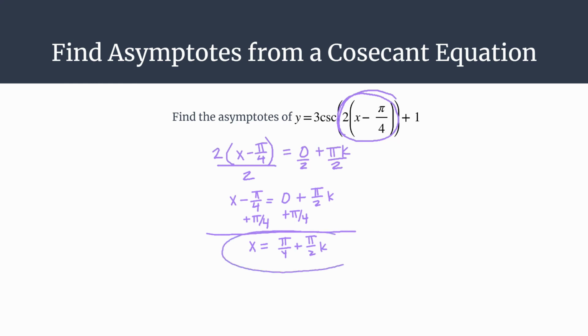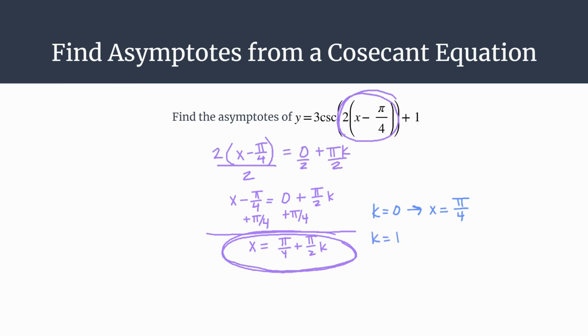This is our asymptote generating equation. And you'll get every single vertical asymptote for this graph, depending on what you plug in for k. So before we look at the graph, let's test this out. Let's substitute in a few different values for k. I usually like to start with k equals 0 just because it's a very easy calculation. You can see when we let k equal 0, we should end up with an asymptote at x equals pi over 4. So we'll look for that in the graph in just a minute.